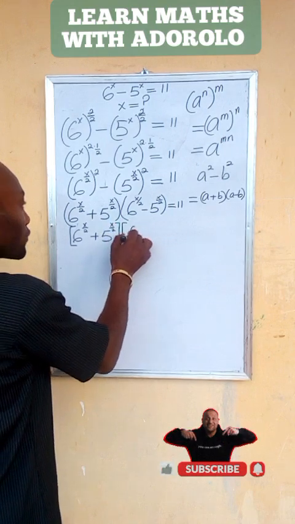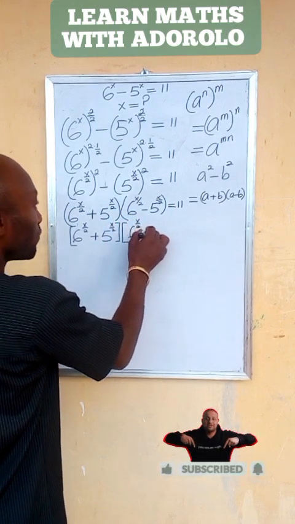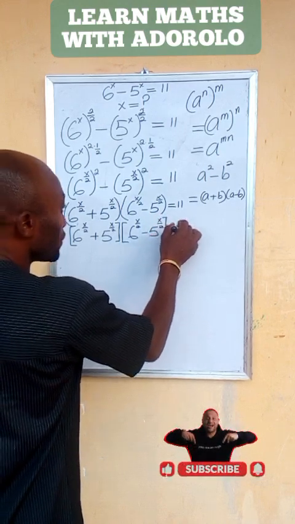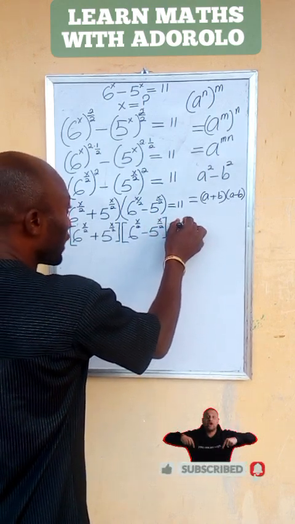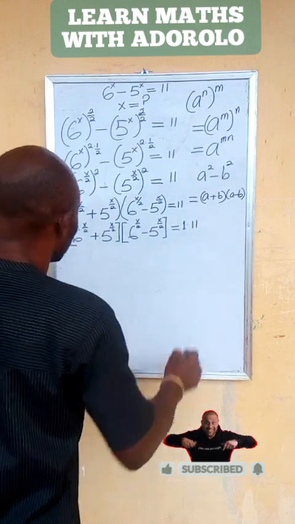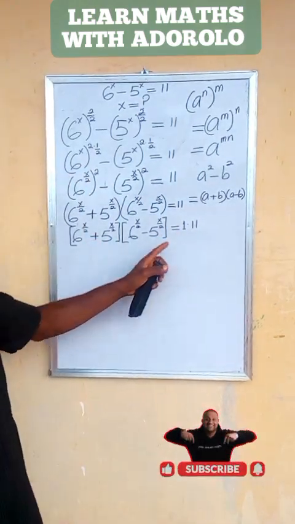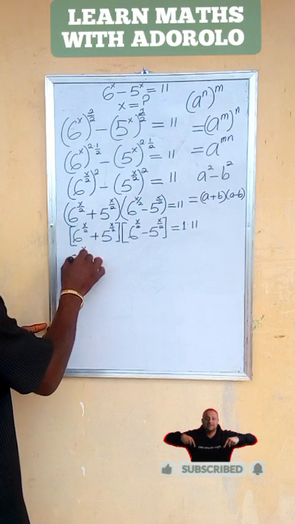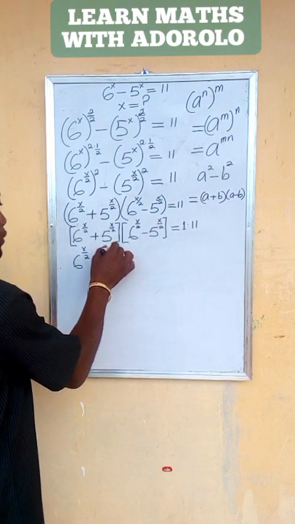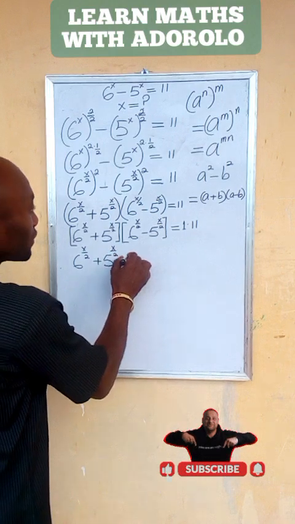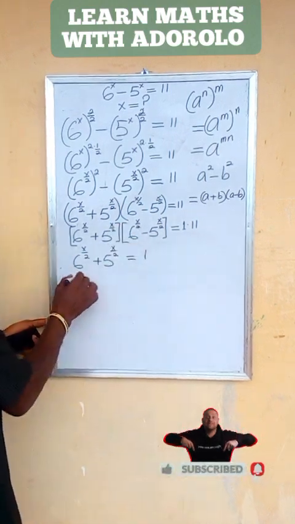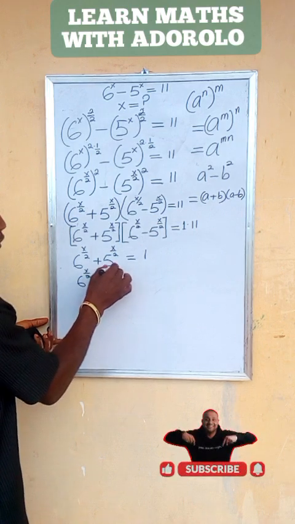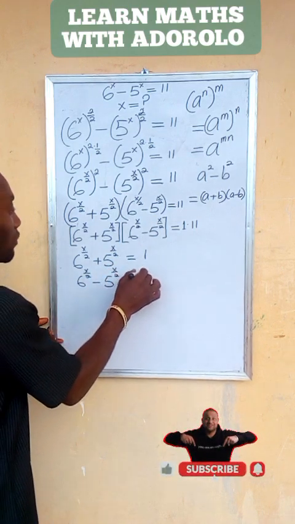We now have 6 to the power of x over 2 minus 5 to the power of x over 2 is equal to 1 multiplying 11. So that this first one will be equal to 1, the second one will be equal to 11. So that we have 6 to the power of x over 2 plus 5 to the power of x over 2 is equal to 1, while the next one will have 6 to the power of x over 2 minus 5 to the power of x over 2 is equal to 11.